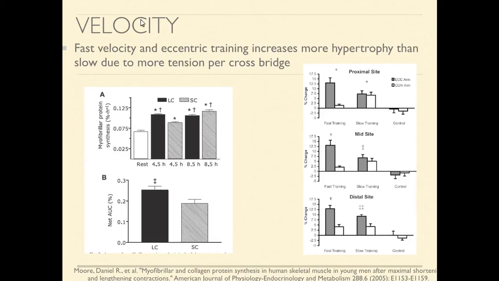Because what happens is that the slower you go, the more time you have to build up interactions between myosin and actin, or interactions between the cross bridges. The more cross bridges that you have formed, the greater the stress distribution. The fewer cross bridges you form, the less stress distribution and the greater the damage per cross bridge. And that happens with faster velocity contractions.